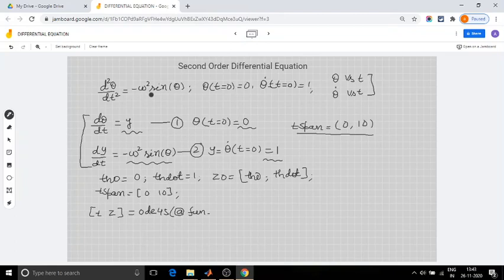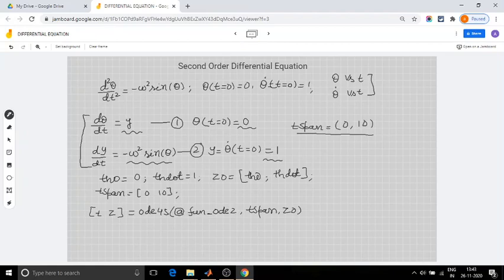This is for the ODE2, so let me write the name, say ODE2, and then I'm writing here tspan, and the initial value is z0.